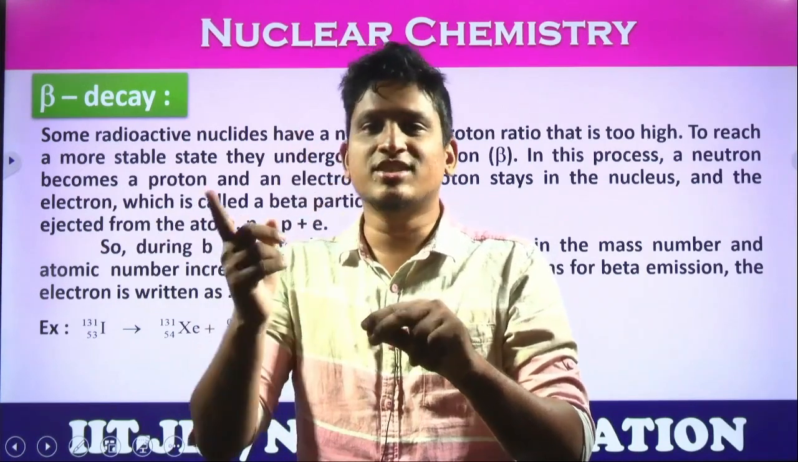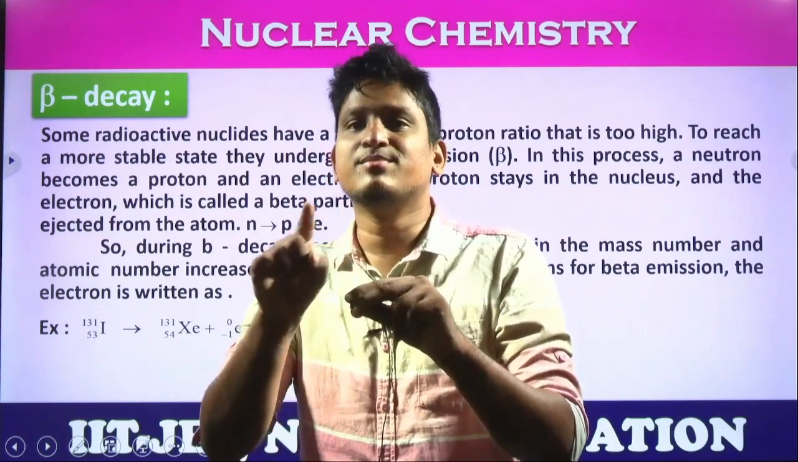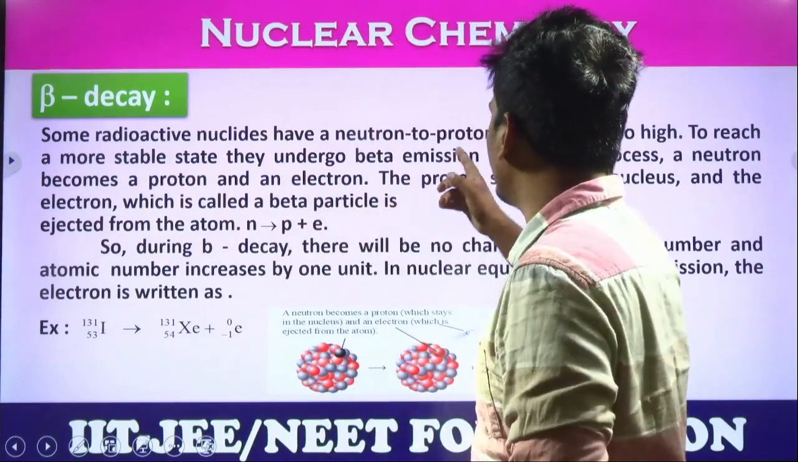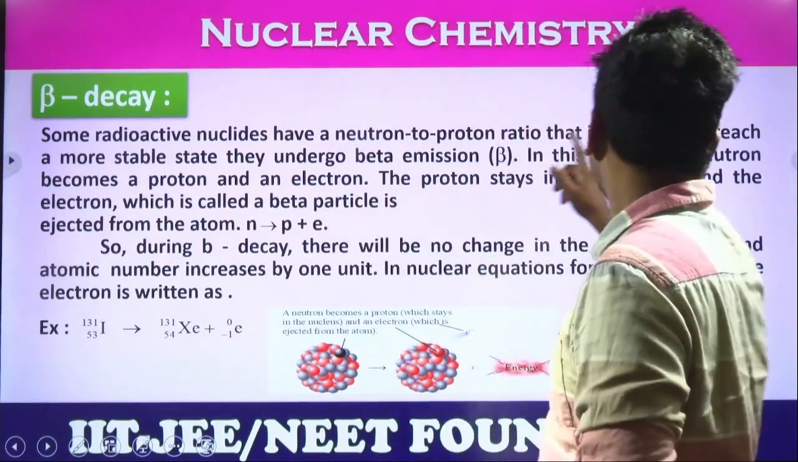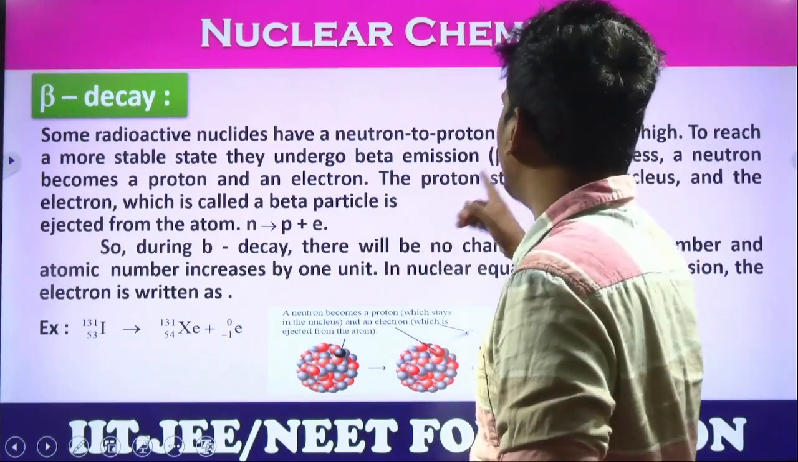So after this change, is there any change in the atomic number? Yes, there is a change. Atomic number increases or decreases? Atomic number increases by 1 unit. Yes, students? So some radioactive nuclides have a neutron to proton ratio that is too high. To reach a more stable state, they undergo beta emission.